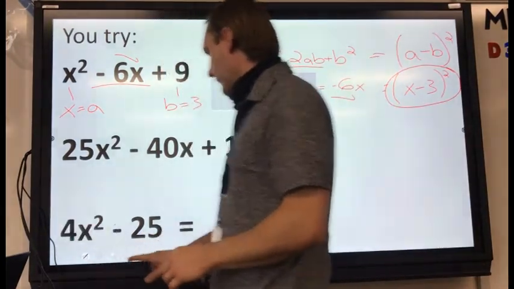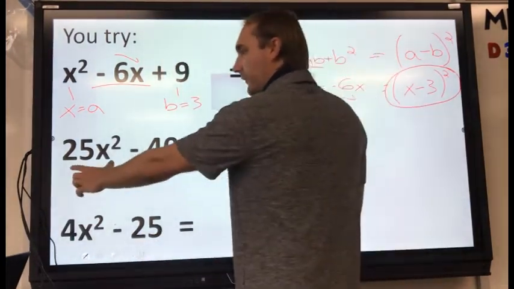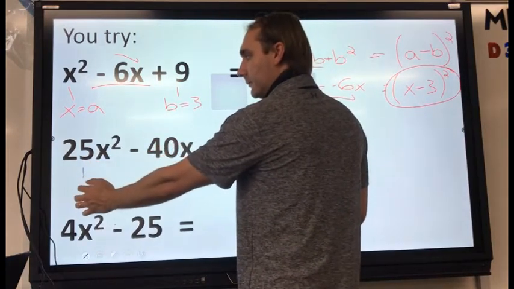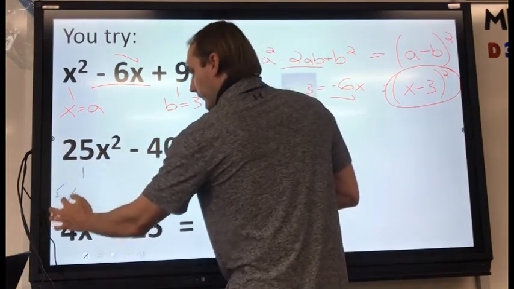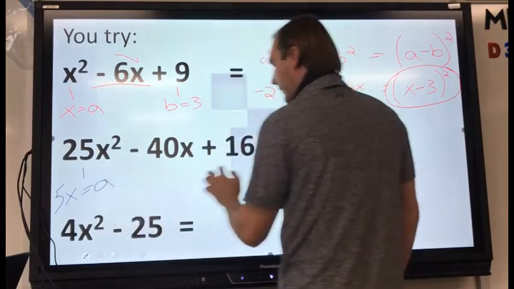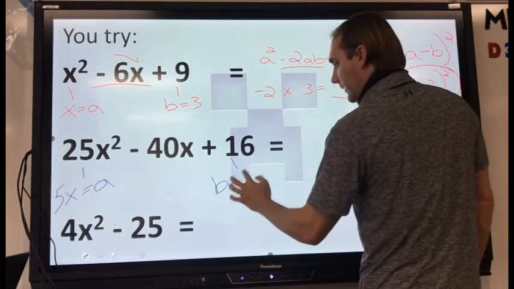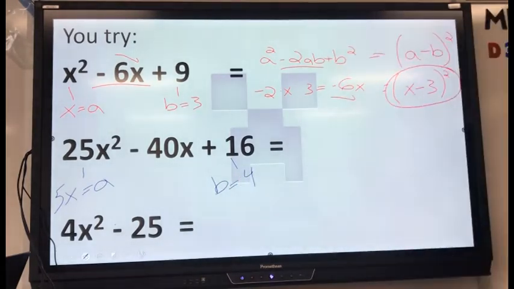Move on to the next. Do I have a perfect square here on my ends? 25x squared is what times what? 5x. That's my a. What is my b value? 4. B is 4. 4 times 4 is 16.